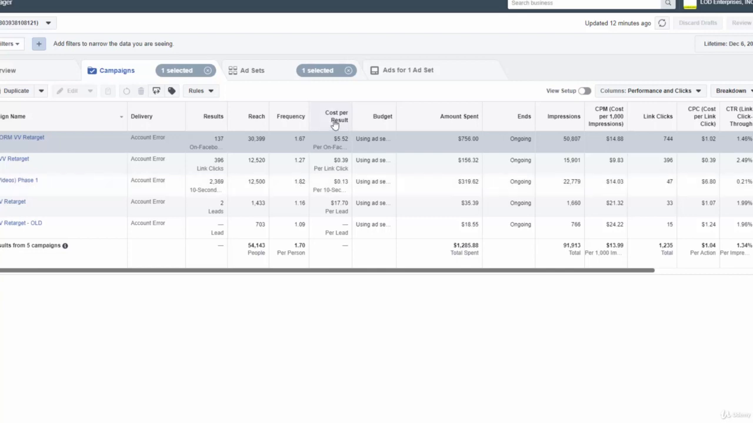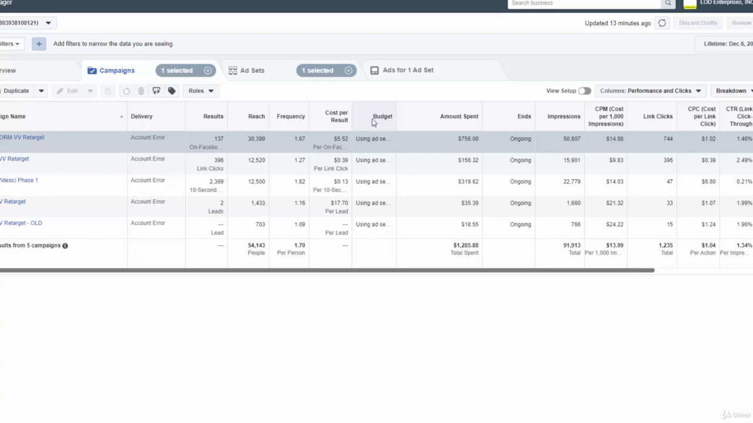Cost per result here, this is essentially the cost per our campaign objective. So for here, this was a lead generation form, and for each lead, it cost us $5.52. And then for each click here, it was 39 cents. And for every 10-second view, 13 cents. And this one here, for every lead was $17.70.